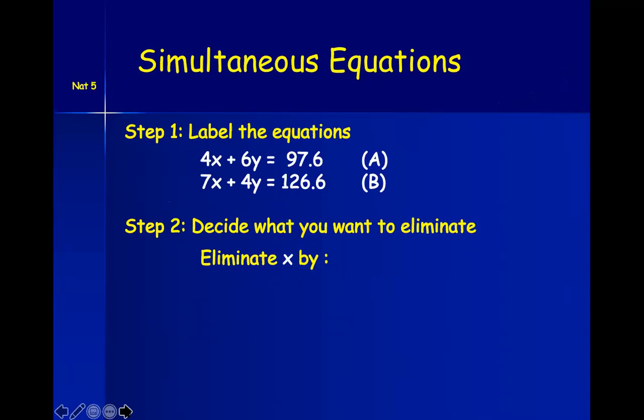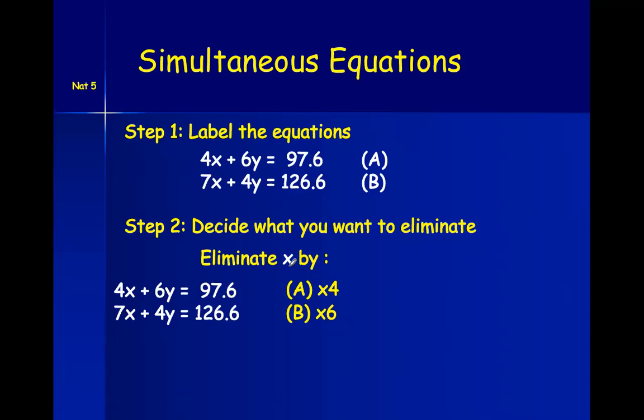4 times 7, 28x. So you need to do A times 7 and B times 4 to eliminate X. Okay, so let's see. 4X, A times 4 and B times... no, should have been B times... hold on a second. Eliminate X. They're going to eliminate B here. Oh, sorry, they're going to eliminate Y. Okay, I'll fix that. Let's have a look.